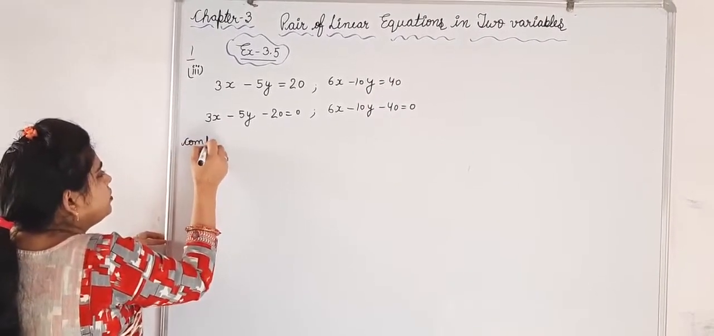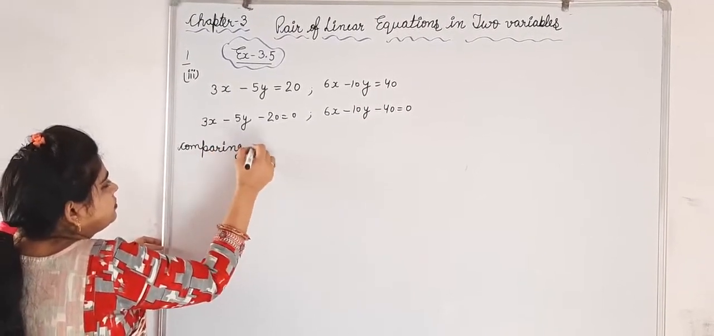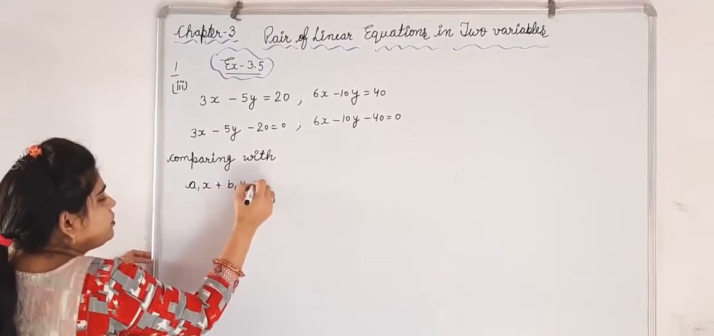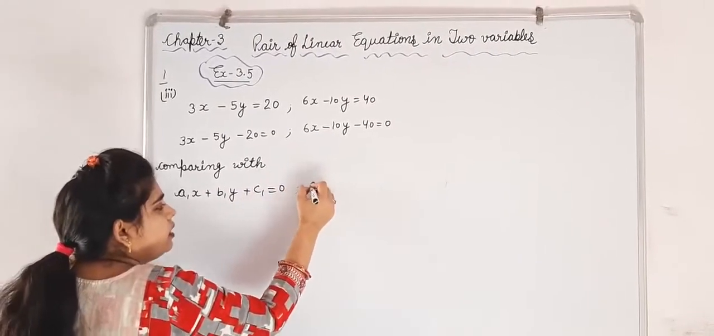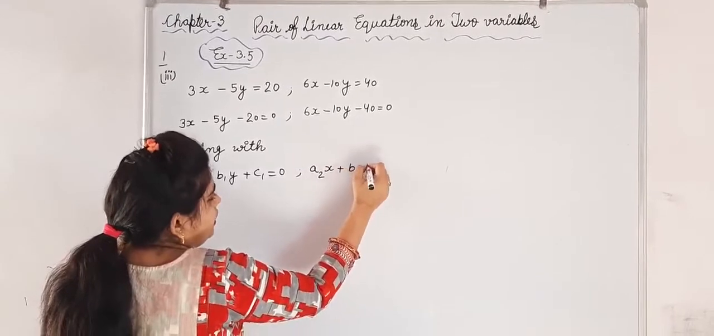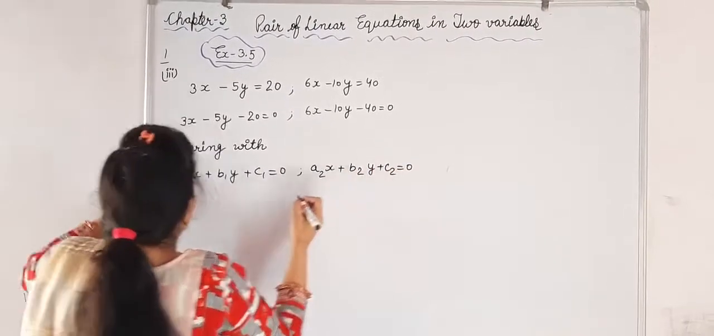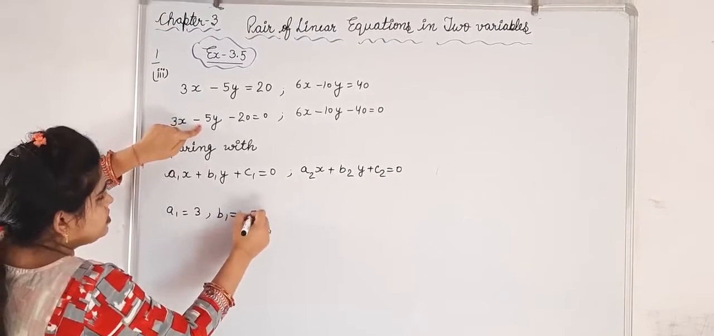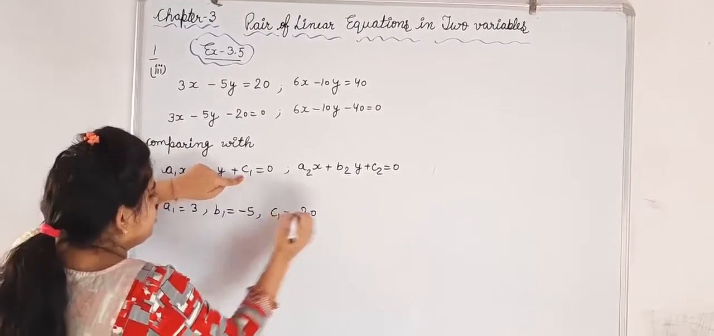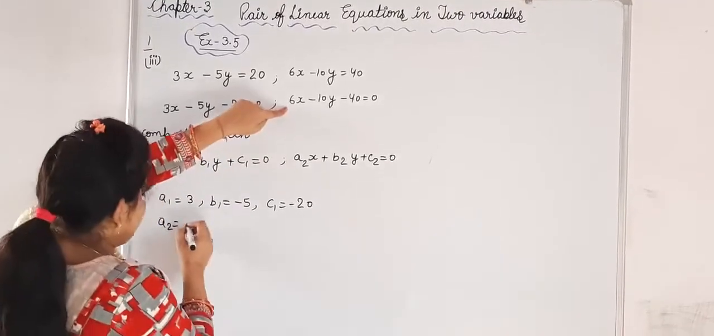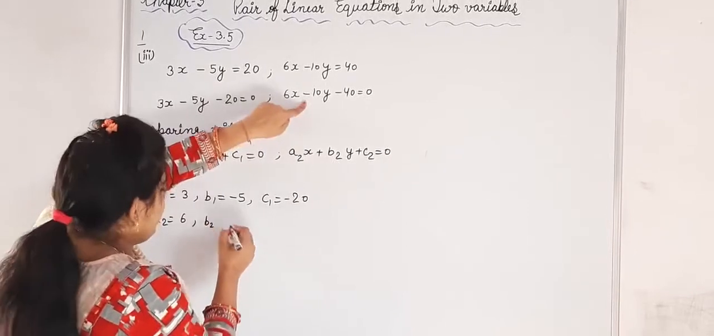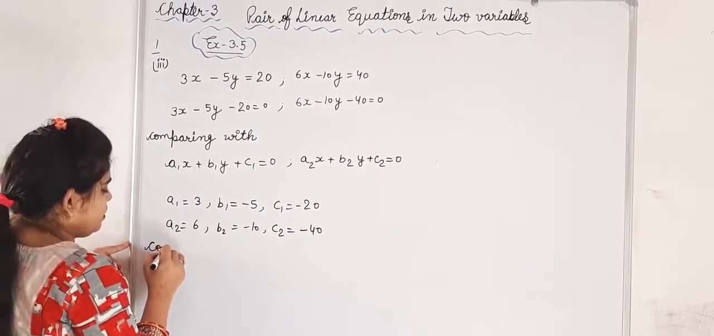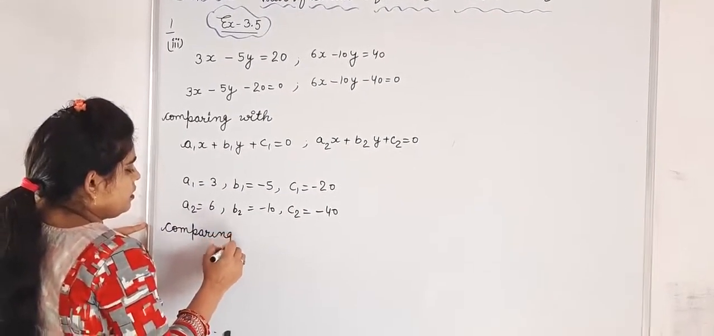Now comparing with a1x plus b1y plus c1 is equal to 0 and a2x plus b2y plus c2 is equal to 0. a1 is equal to 3, b1 is equal to minus 5, c1 is equal to minus 20, a2 is equal to 6, b2 is equal to minus 10, c2 is equal to minus 40.